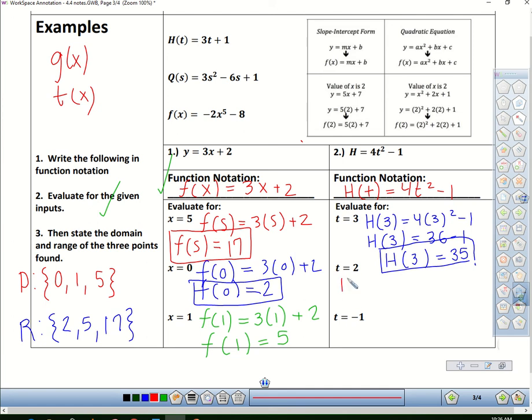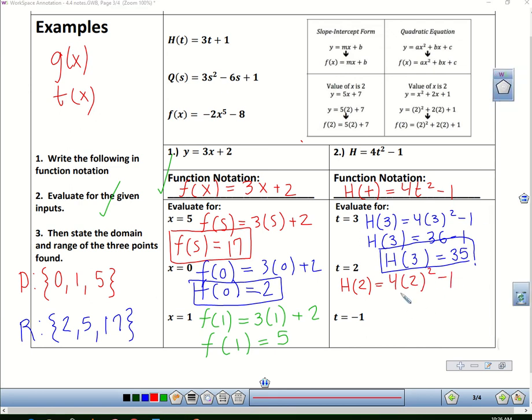So let's try the next one. What are we plugging in for t? 2. What do I have to do first in evaluating this? 2 squared. Good, what's 2 times 2? 4. What's 4 times 4? 16, then minus the 1 is 15. Very good, guys. Wait, 4 times what? 4 times 4 is 16, right? Yeah, 16 minus 1. Oh, okay, I get it. You get it now?